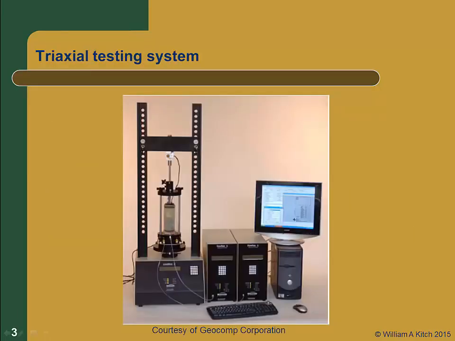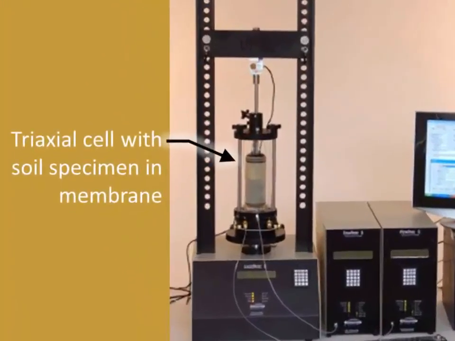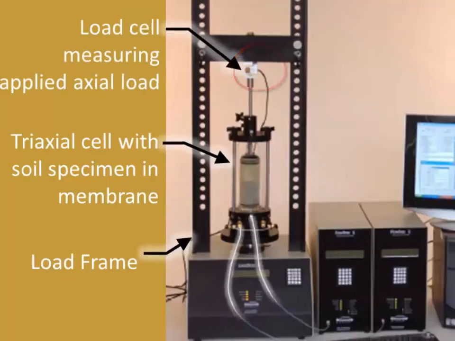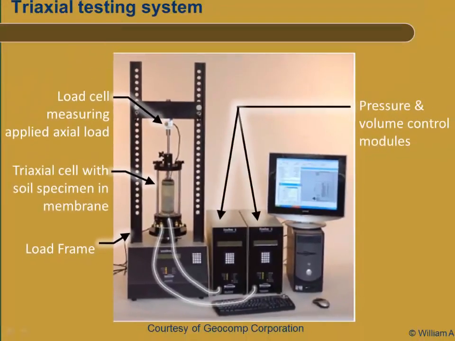This is a picture of a typical triaxial test. The specimen being tested is located in the triaxial cell and enclosed in a flexible membrane. The triaxial cell is placed in a load frame. The purpose of the load frame is to apply a vertical load to the specimen. This load is measured by a load cell located near the top of the load frame. Tubing connects the cell to pressure and volume control modules, which are used to regulate and measure the pressure within the cell as well as control the drainage of pore fluid out of the specimen. A computer data acquisition system controls the test and records the data.